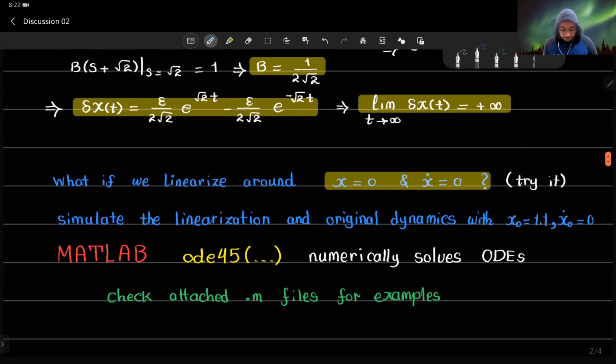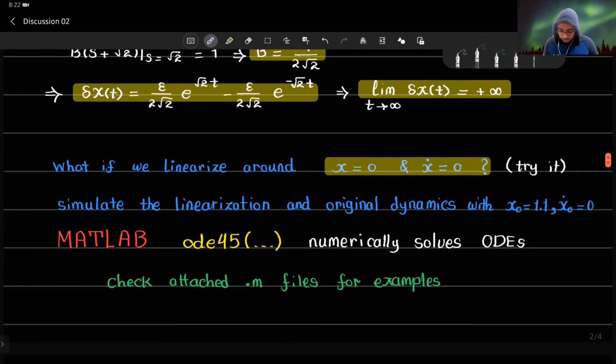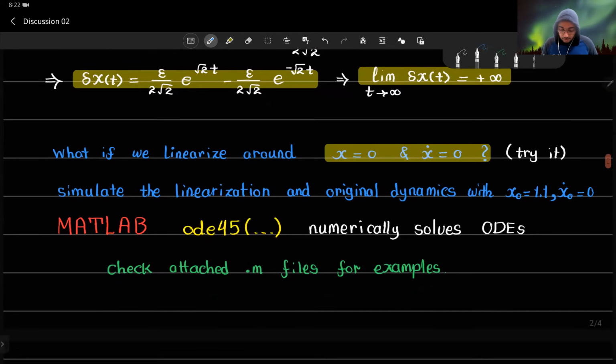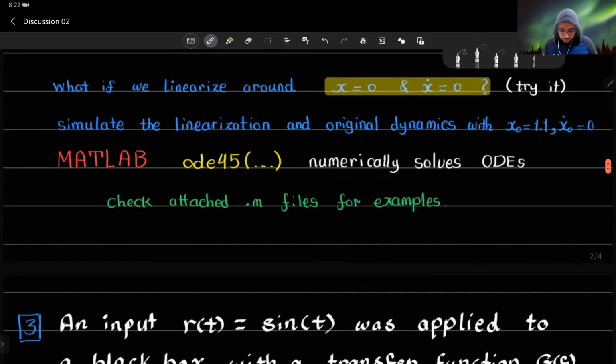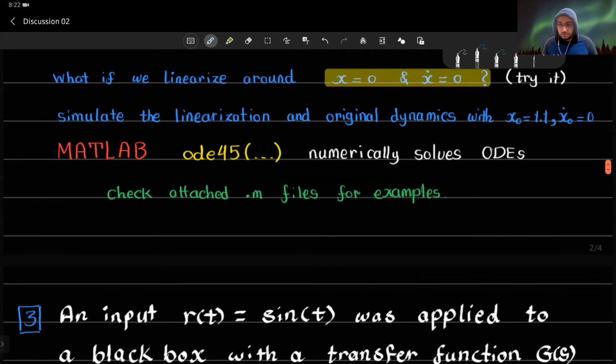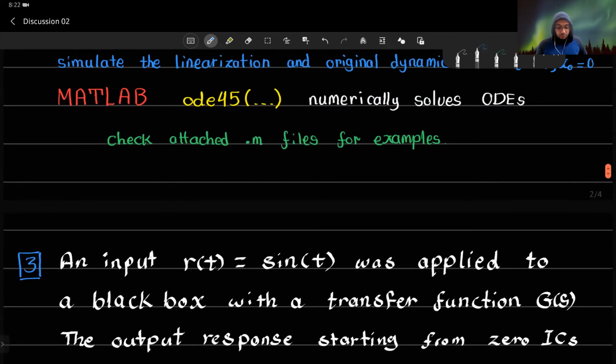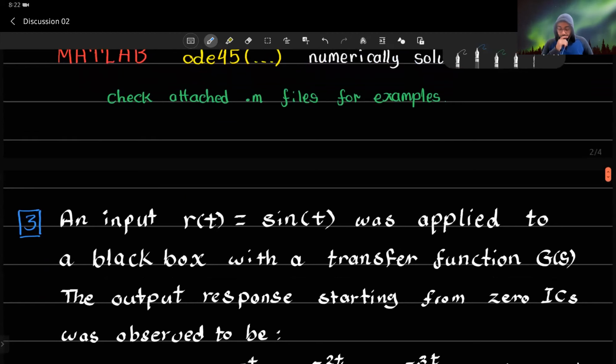So now I will go cover the MATLAB simulation of that, but first let's finish the third problem that we have, and then we will move on to MATLAB.